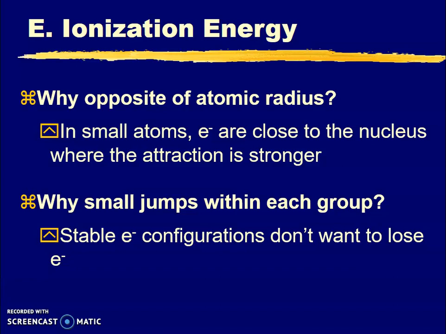Okay? And you may have noticed in that graph that there are these little jumps within the group. Why do you have that? That's because when you have a stable electron configuration, and we're going to learn what that means coming up soon, once they're stable, they don't want to lose electrons. They want to stay stable. And so it makes it harder to remove one once they reach that stable configuration. We'll learn about those configurations and what makes a stable configuration later on in the course.